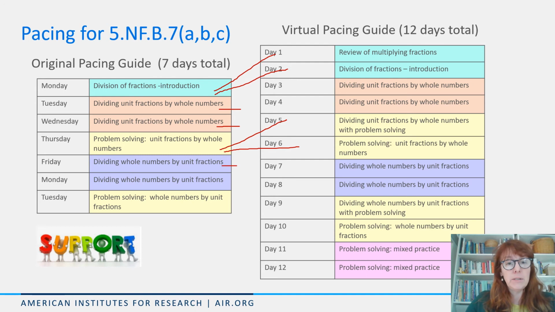I'm going to continue the same pace when I move to dividing whole numbers by unit fractions. And as I did above, I'm going to map that problem solving to 2 days. You'll notice at the bottom of the virtual pacing guide, I've added in 2 days that I'm calling mixed practice. Now, mixed practice is kind of a general term that I'm using. This gives me a bit of a time buffer.